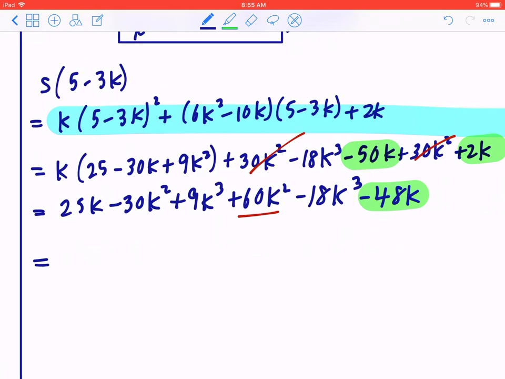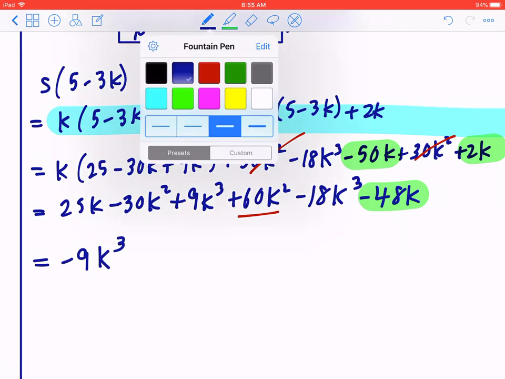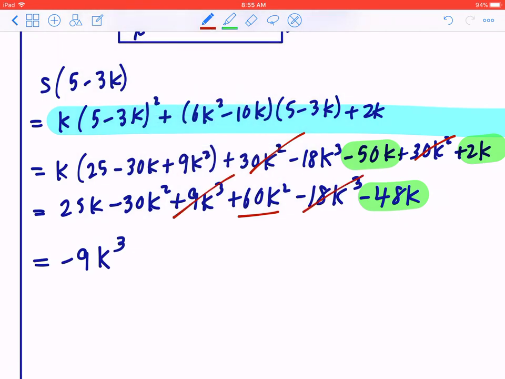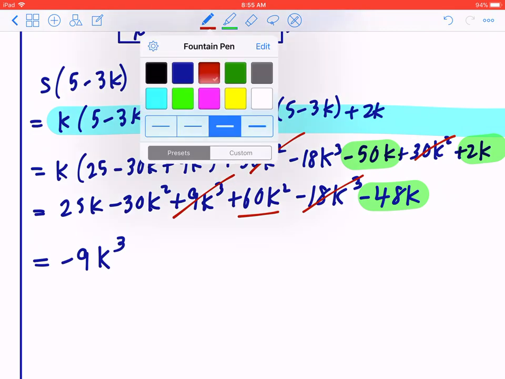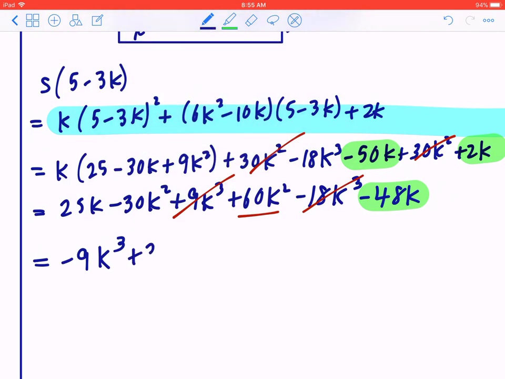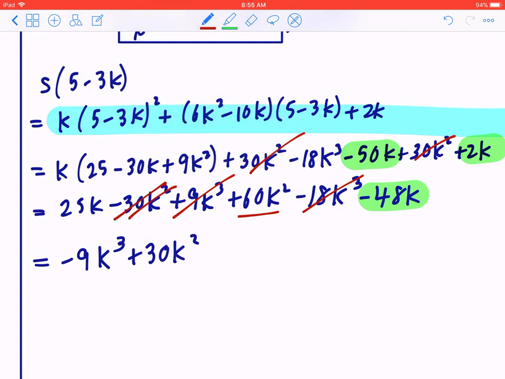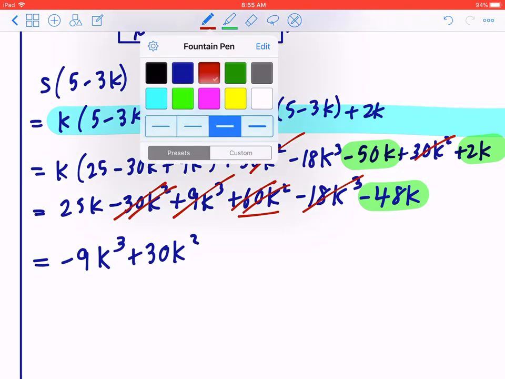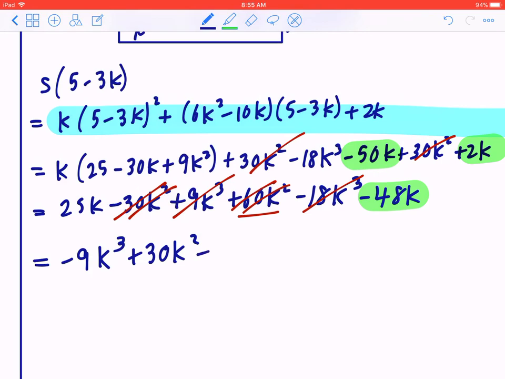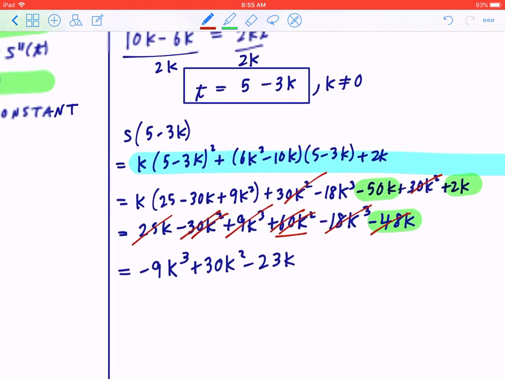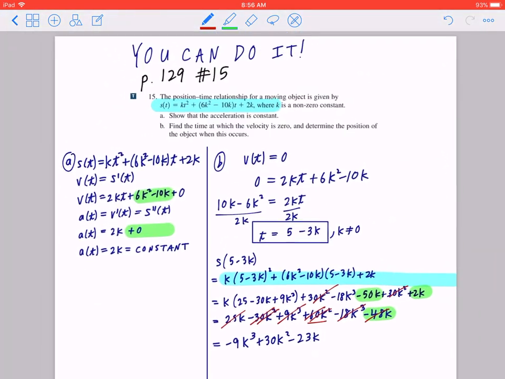Here comes the final answer. Negative 9k cubed. Now again, you can go back and cross this out. So 9 minus 18, that's negative 9. Likewise, plus 30k squared. So if you go back and you take negative 30 plus 60, that's 30. Minus 23k. And again, that's from 25 minus 48. So I hope this makes sense.